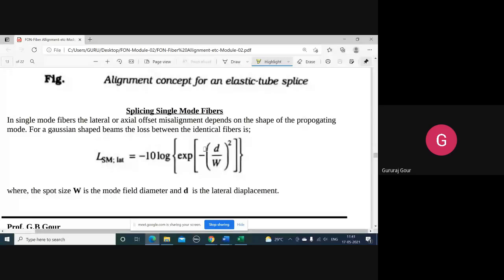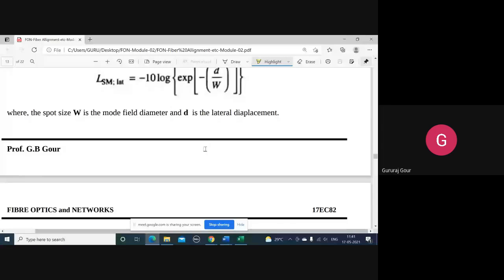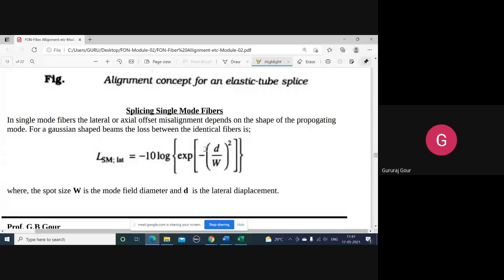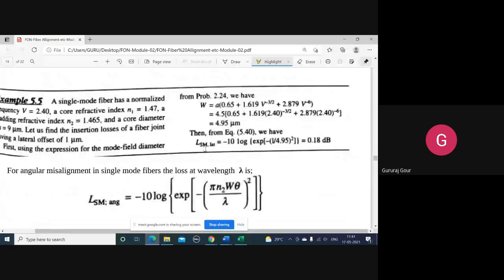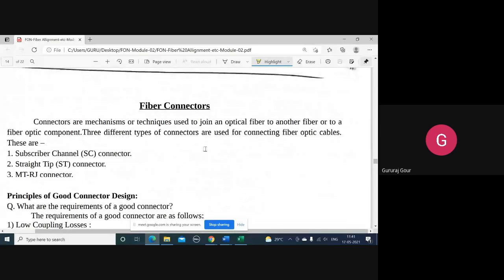Next, we get some formulas, guys, as far as fiber splicing is concerned with respect to single mode fibers, like the losses. Some of the formulas are there, so I want you to go through them. The things are very simple. I will be uploading them today as a part of the notes, which will be uploaded later in the Google Classroom.